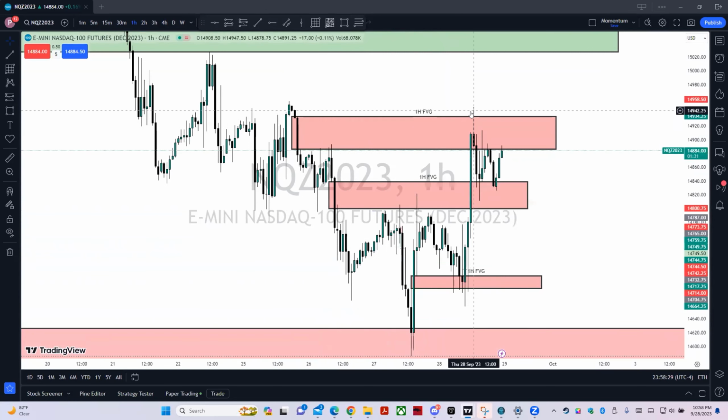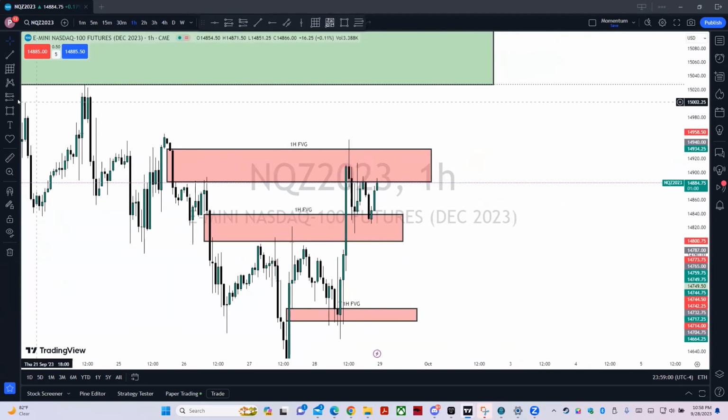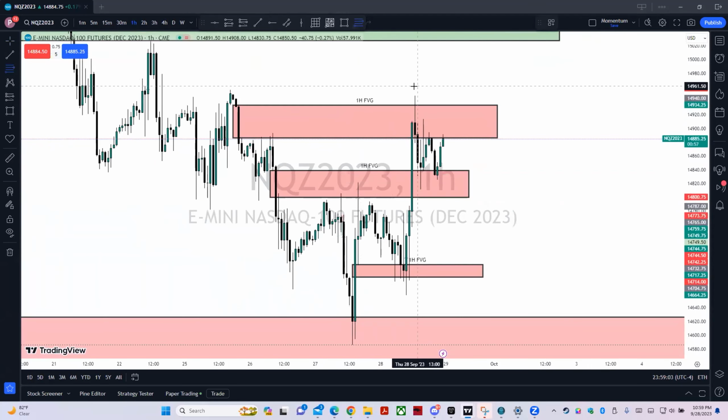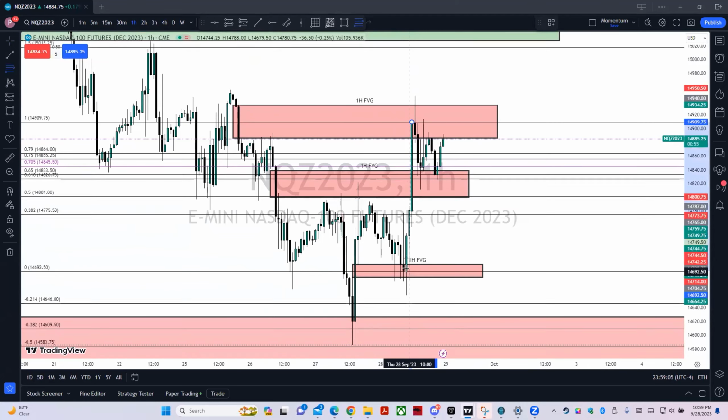Then we come up, take out the short-term or the intermediate term high up here. We actually took out all the fair value gaps too. Come down, but we did not fully break through the order block. We have not yet. So we've only tested it. That's why I believe we are going to come back down, because we always retrace down and then come back up. So about halfway of this price range, call it equilibrium.